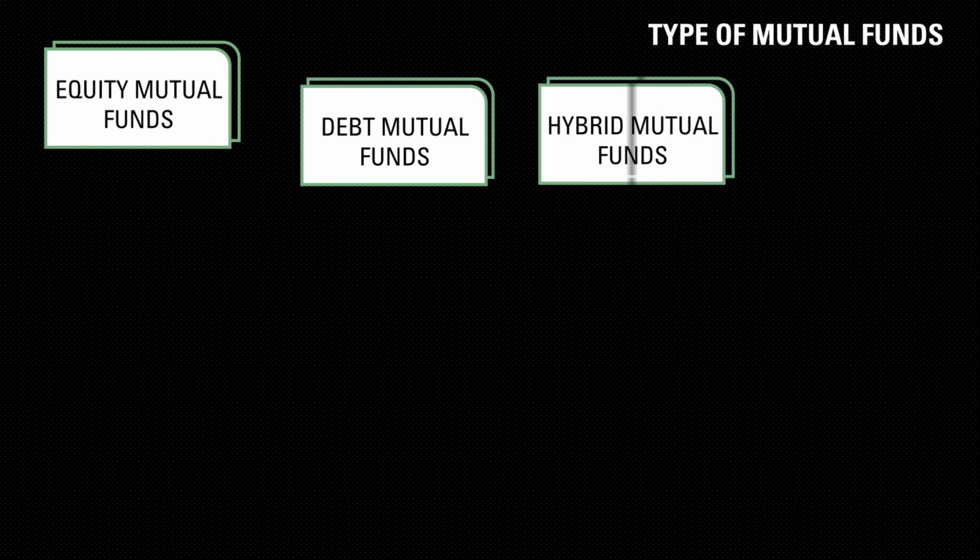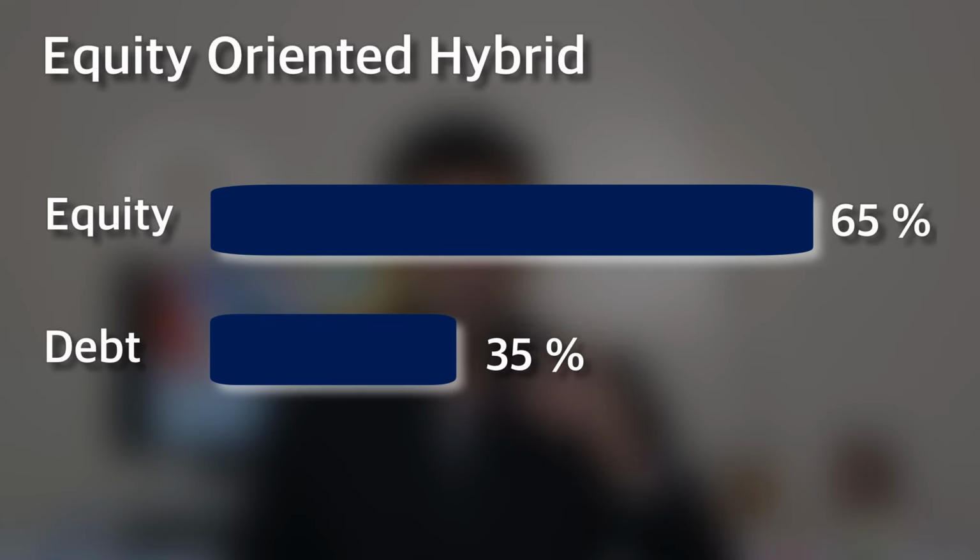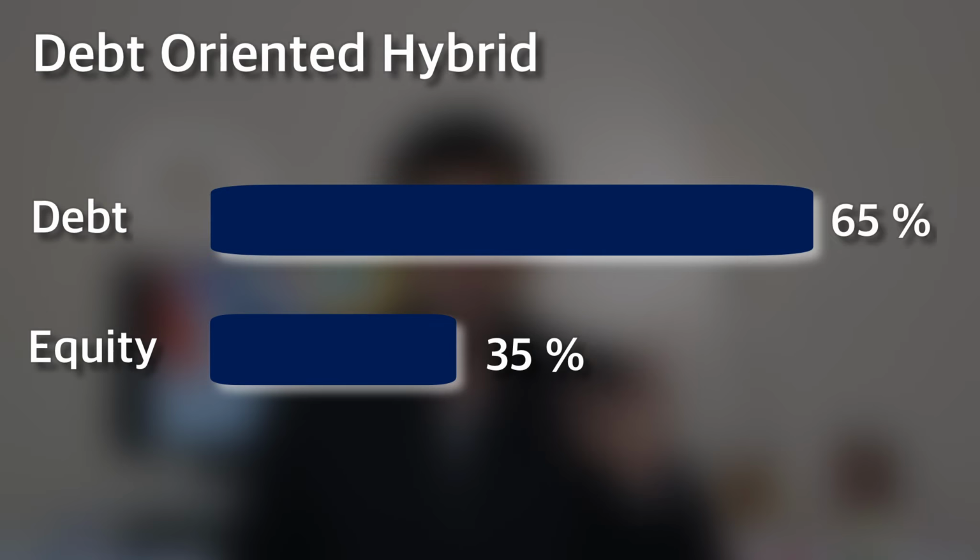The third category that we have is hybrid mutual funds, and these are the ones which invest in a combination of both debt and equity. Within hybrid, we have equity-oriented funds and debt-oriented funds. So within equity-oriented, these funds have at least 65% component of their investment in equity and the rest is debt. And with the debt-oriented, it's the opposite. They have 65% in debt and the rest in equity.